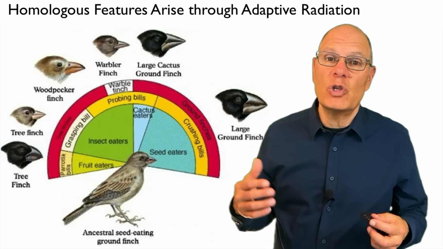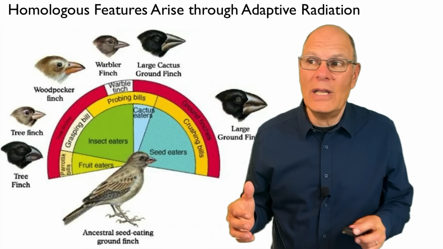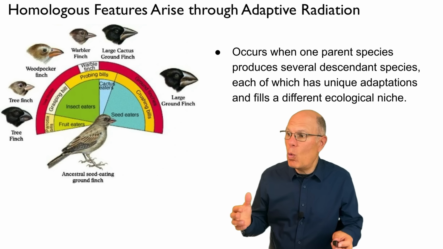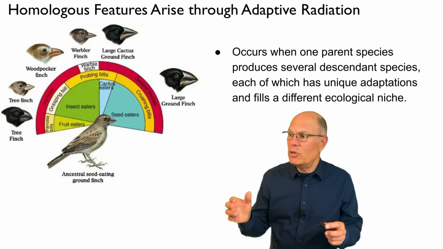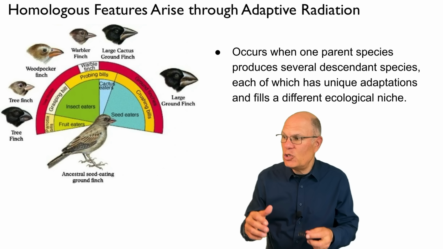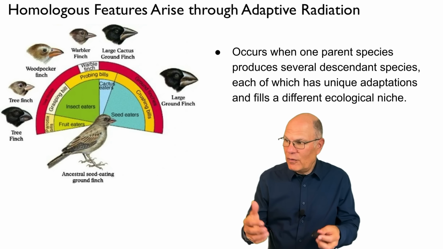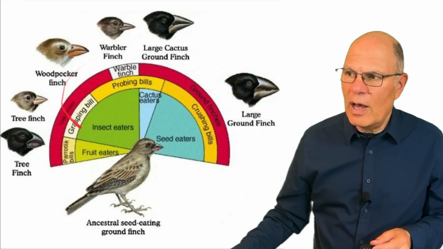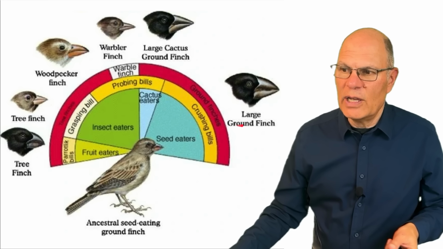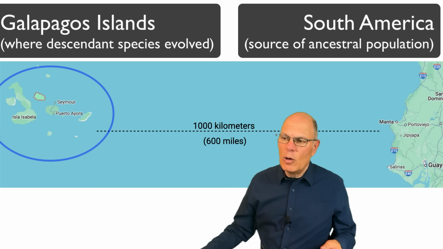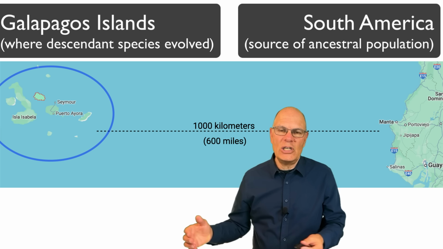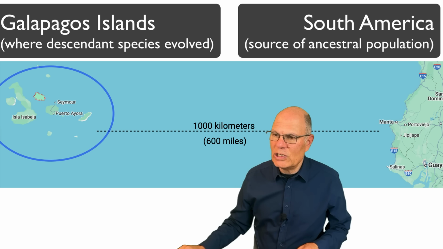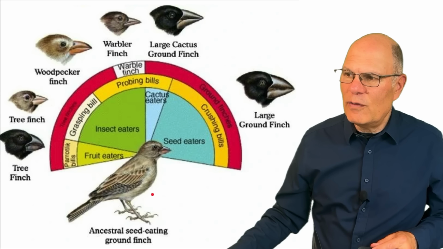Homologous features result from an evolutionary pattern that's called adaptive radiation. Adaptive radiation occurs when one parent species produces several descendants, each of which has unique adaptations and fills a different ecological niche. These are some of the finches that live on the Galapagos Islands. They are all the descendants of an ancestral finch that was blown over there from Ecuador, a small population of finches, and that evolved in different directions.